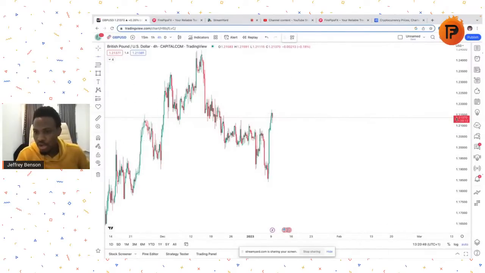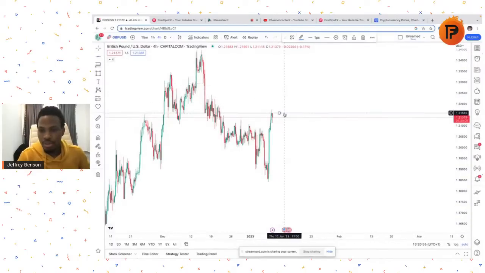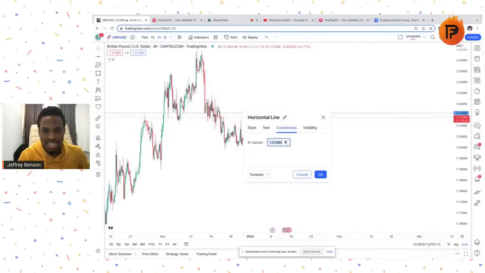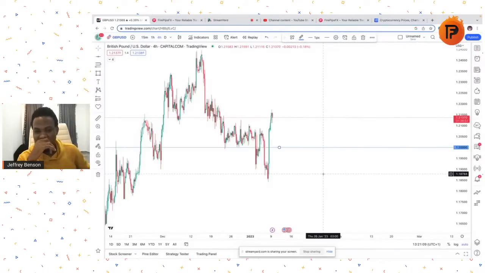Like right now, price is currently 1.21373. That is good. So I'm just going to look for a round number close to that. A significant round number can just be 1.20000. So we want to eliminate the random numbers at the back. So we want to just do 1.00000. So that is it, the psychological level.